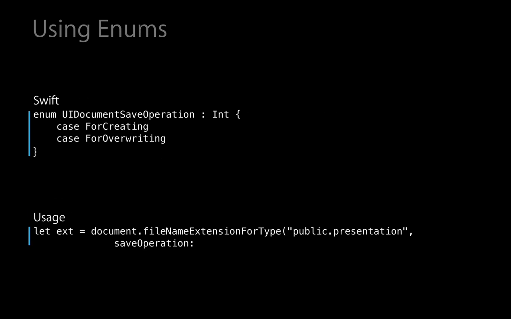How does this play out in actual code? Well, if we call file name extension for type save operation, we can refer to, say, for creating with its fully dotted name, class name dot enum. Same dotted syntax we use for a member of anything in Swift. But Swift has type inference. We know that this method takes a UIDocumentSaveOperation. So there's absolutely no reason to write that. You can just pass dot for creating, and we will infer the enum type from that.